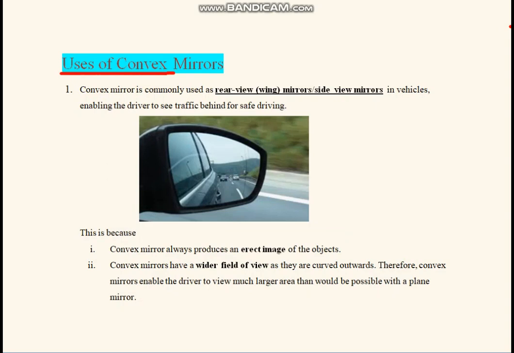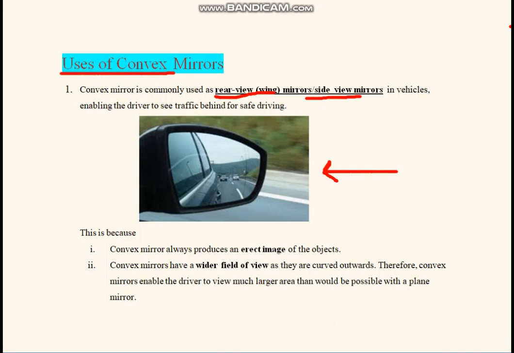One very common use of convex mirrors is in vehicles. That is, convex mirrors are used as rear view mirrors or side view mirrors in vehicles. As you can see in this diagram, here you are given a side view mirror. Here the mirror used is a convex type. This helps the driver to see the traffic behind the vehicle and it is essential for safe driving.